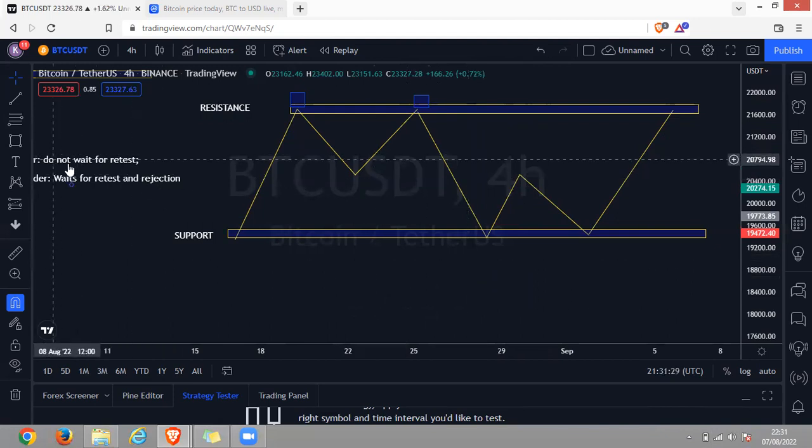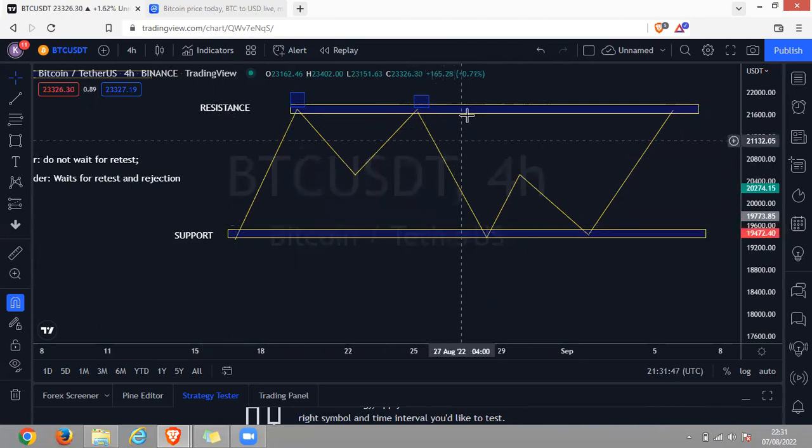Now, let's say I am a whale, for example, and I want to buy $5 million worth of BTC. Now, what does that mean? It means the moment I enter the market, two things are going to happen. I'm going to be looking at these two key zones, support and resistance. Why am I going to be looking at these two key zones? Because I want to buy $5 million worth of BTC.